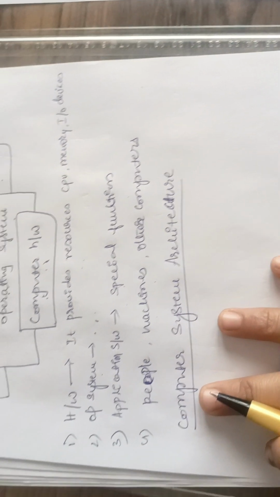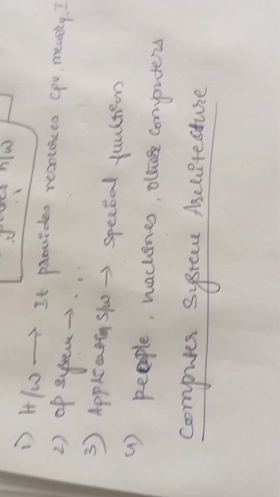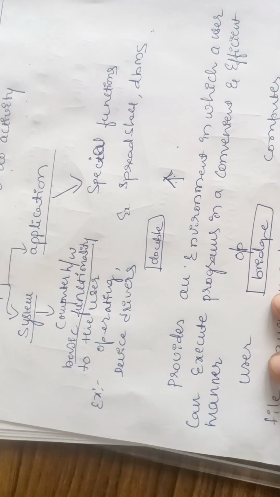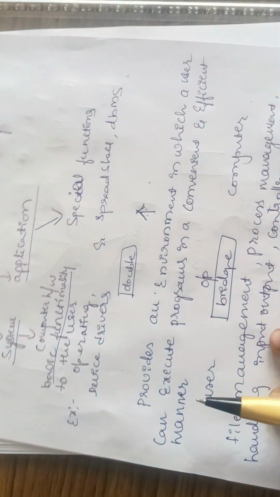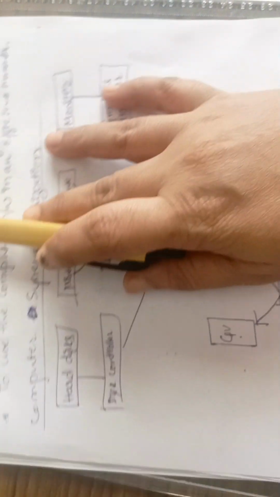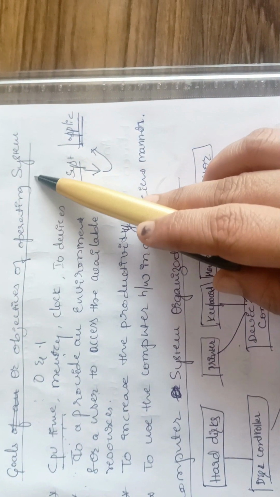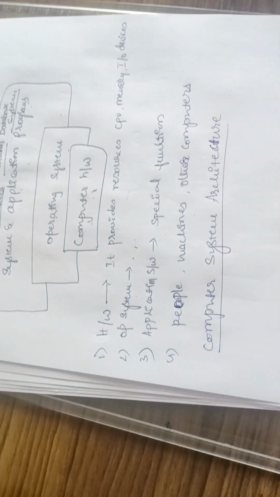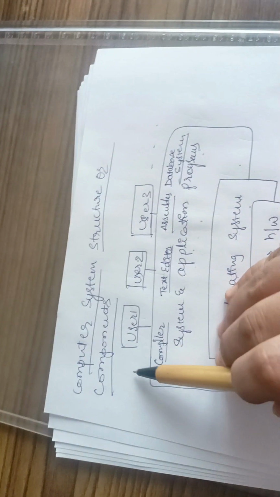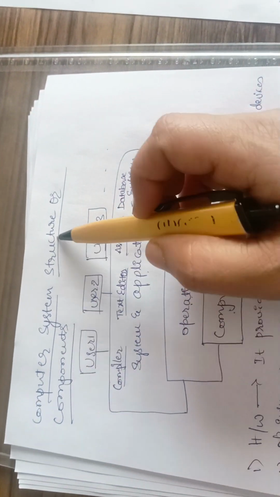Computer system architecture. So until now, whatever we have learned is, first, the definition of the operating system, and then what software is and the types of software. Next, the goals or objectives of an operating system, and then computer system organization. Next, what an interrupt is and the types of interrupts.